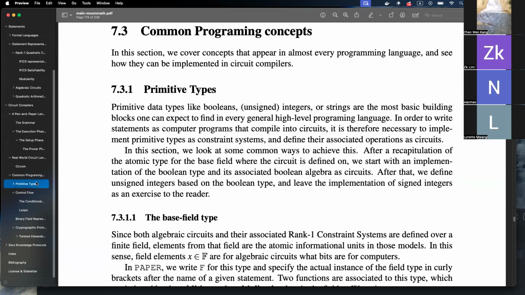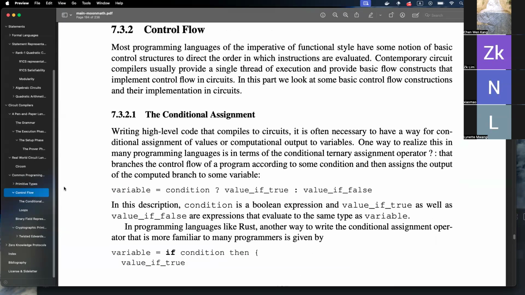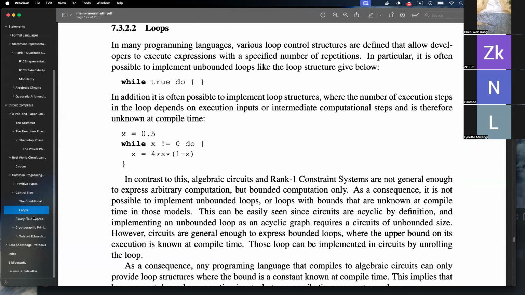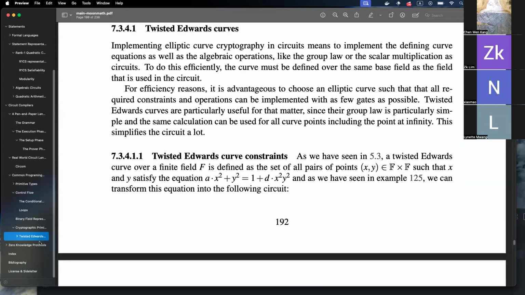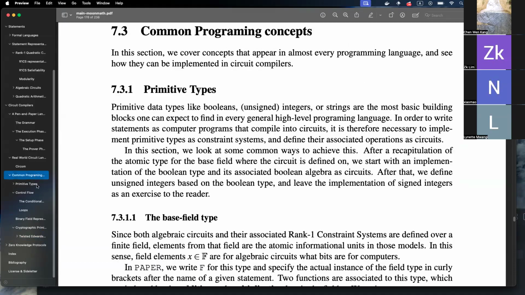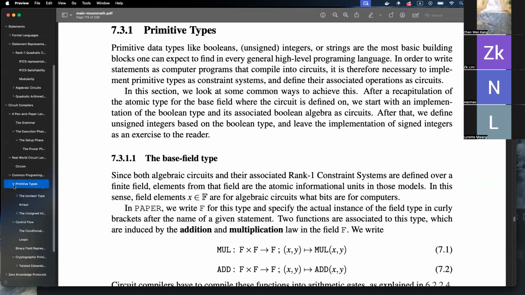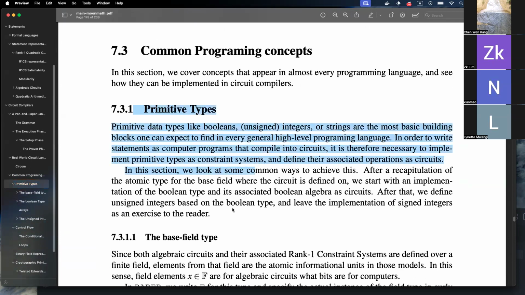Common programming concepts: primitive types, base field type, control flow, conditional loops, binary field, cryptography primitives, twisted Edwards curves. I'll speed run through this a little bit. If you are a programmer, most of this you probably know. Primitive type just means types that the language supports.